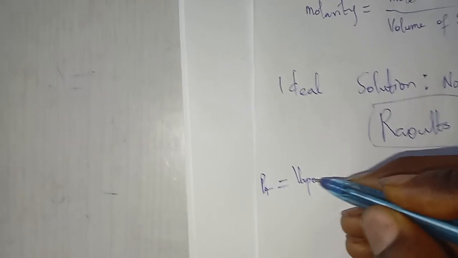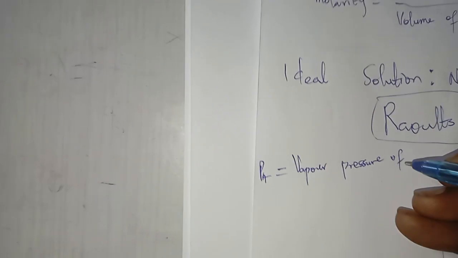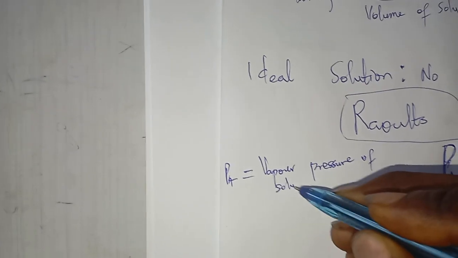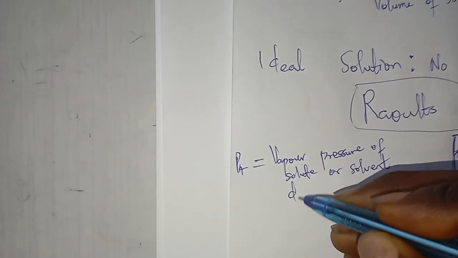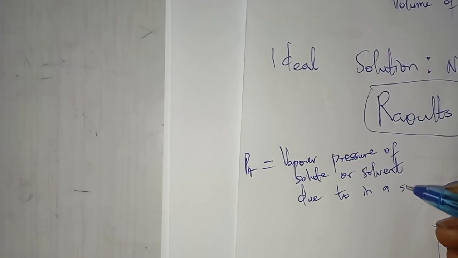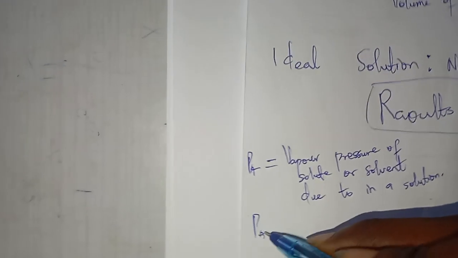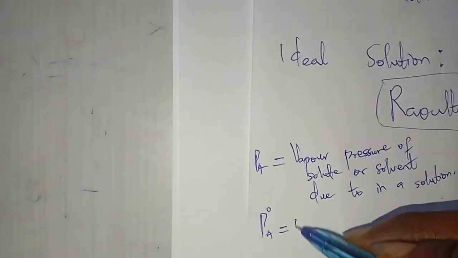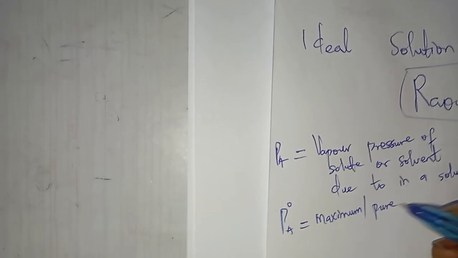So we can say where Pa equals vapor pressure of solution, that is, vapor pressure of solute or solvent due to its presence in a solution. While Pa raised to the power zero is called maximum vapor pressure, or you call it pure vapor pressure.